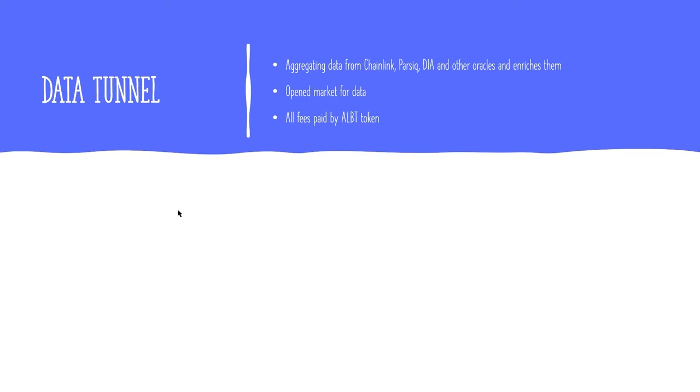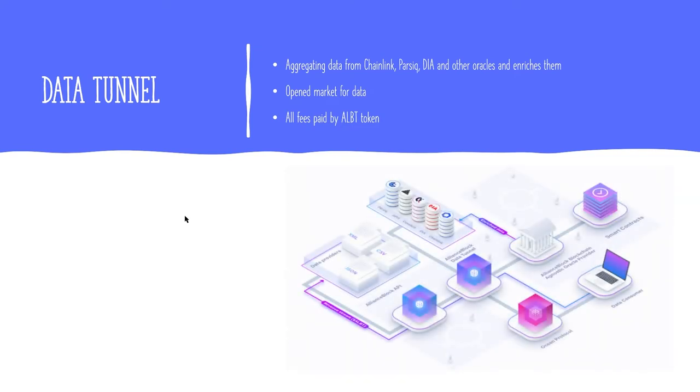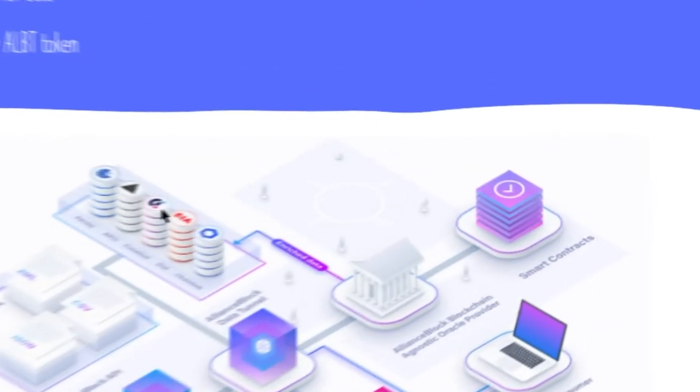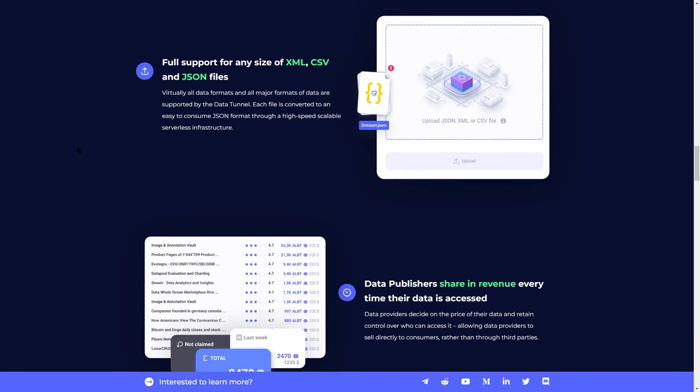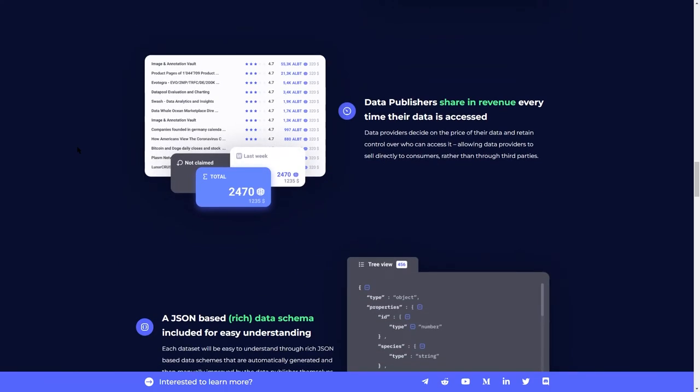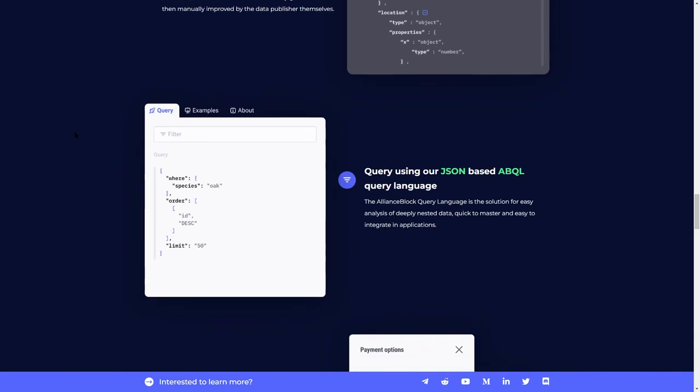Another module, Data Tunnel. It's a module described as an oracle of oracles. Alliance Block partnered with multiple oracles such as Chainlink, Parsec, Dia, and others. It takes data from these oracles, enriches it, and pushes it back to achieve a single source of truth. Data Tunnel is also a place where anyone can publish and monetize data. There is a partnership with Ocean Protocol to allow a DEX for data, a decentralized exchange.